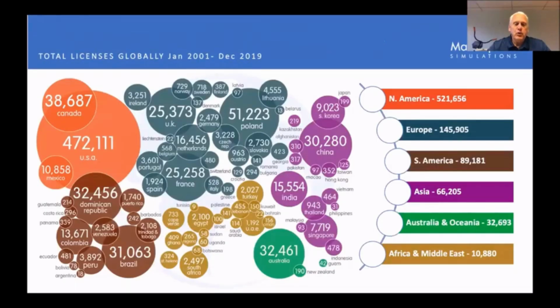To give you a little bit more background on Marketplace Simulations, we have over 900,000 students and business professionals who have been trained with Marketplace. You can see the distribution of where they come from, and hopefully you find yourself in one of these bubbles. But it gives you an idea of the widespread distribution of Marketplace throughout the world.